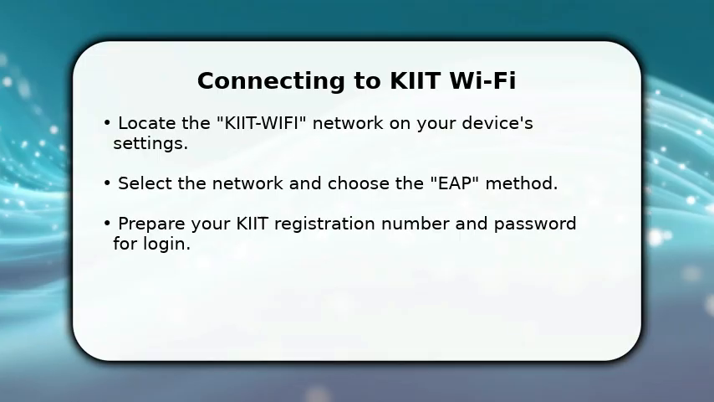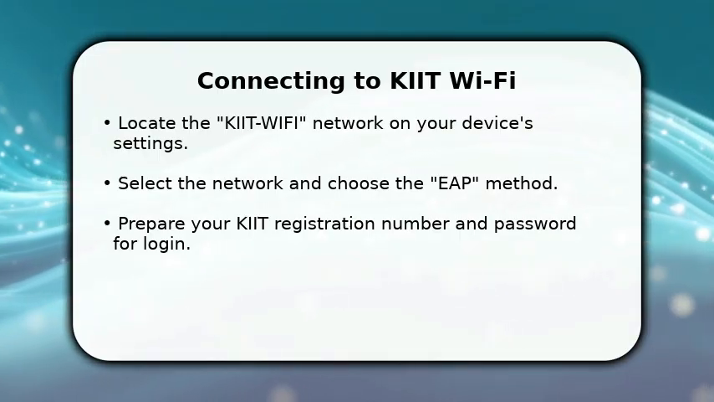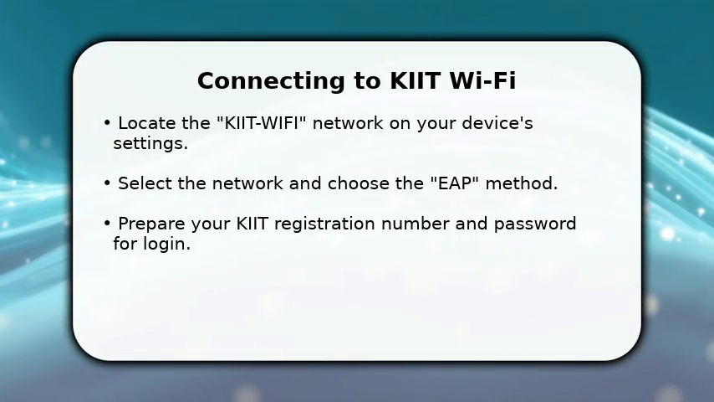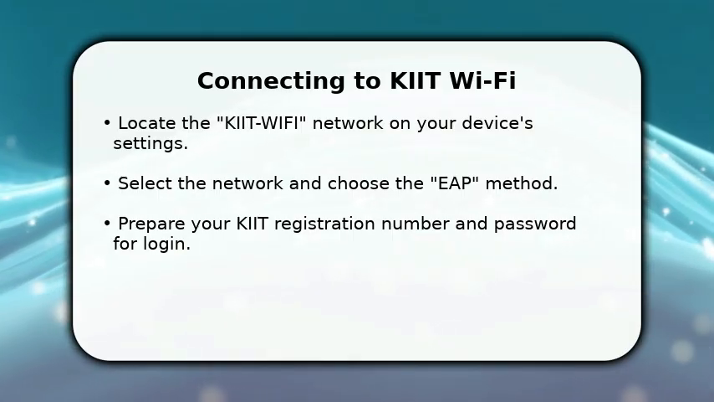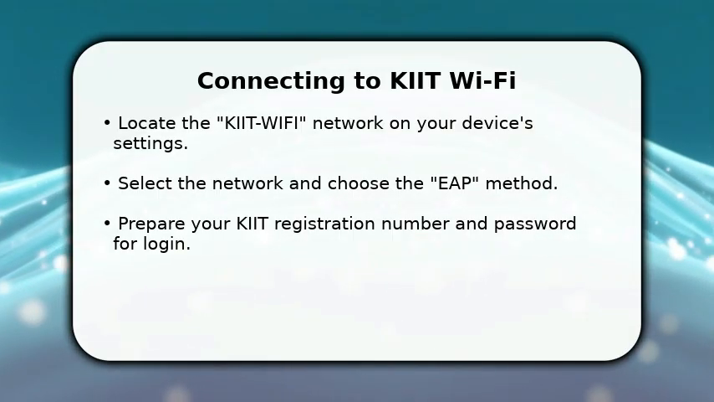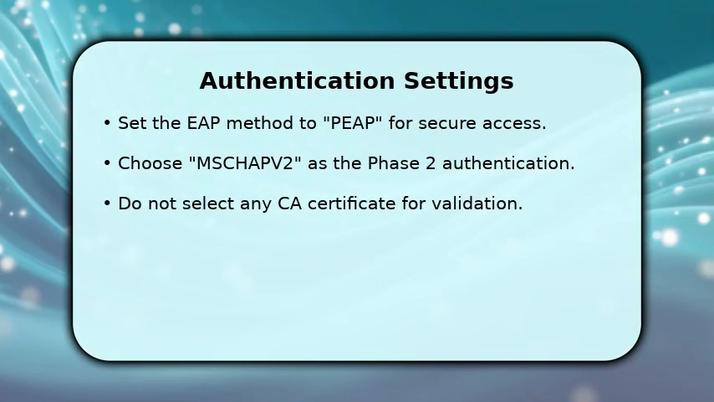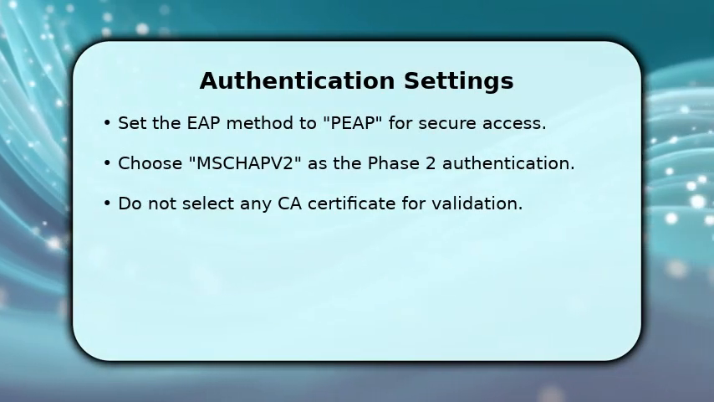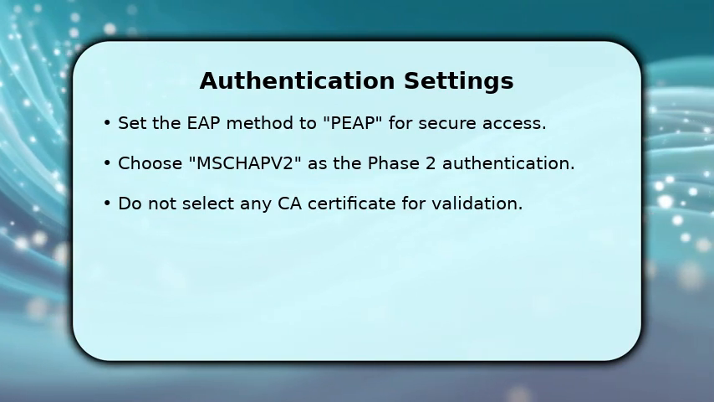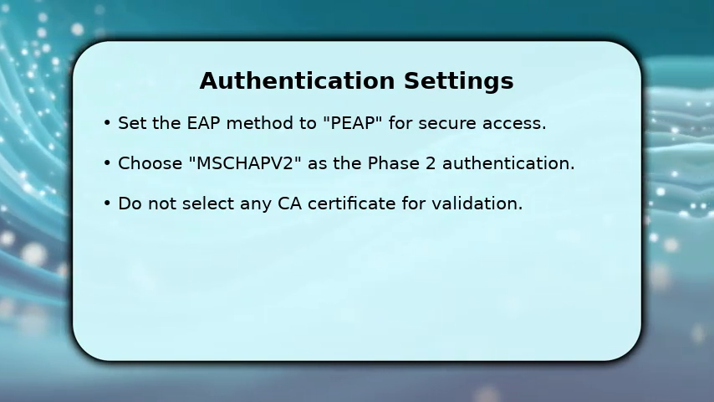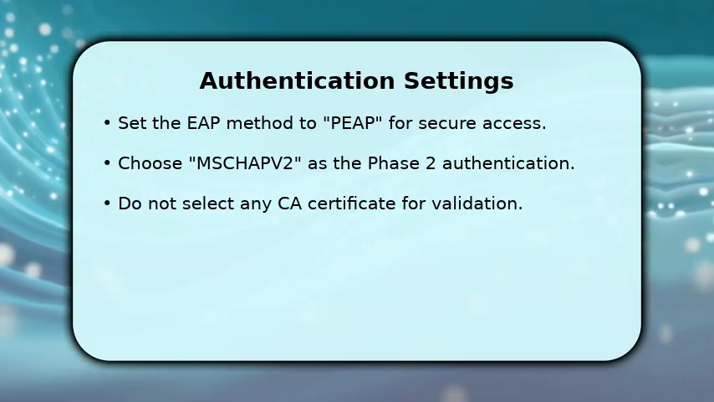You'll then need to choose the EAP method for authentication. Have your Kiit registration number and password ready, as you'll need them shortly to complete the setup. Now let's configure the authentication settings correctly. For the EAP method, please select PEAP. This ensures a secure connection.